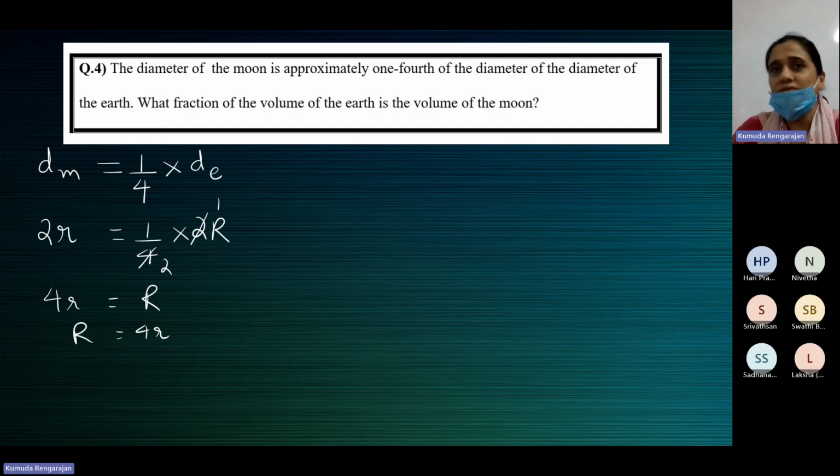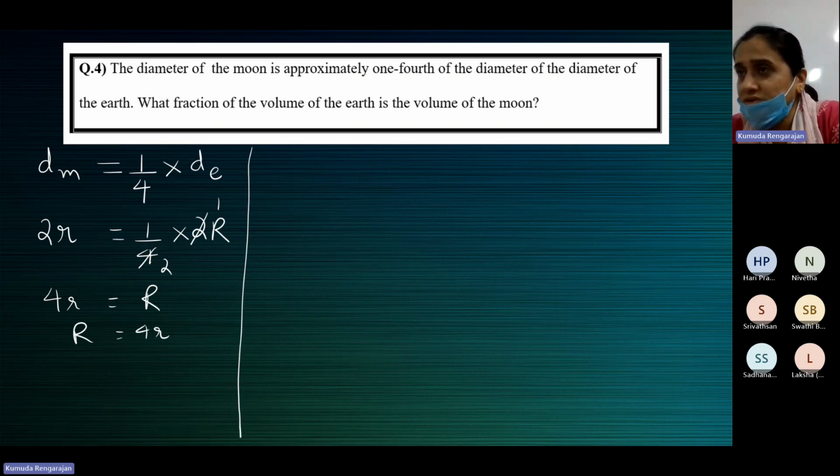Now let's answer. We've got the relation between the radius of the Earth and the radius of the moon. And that's what we want because both are spheres, and to substitute in the formula, we need the value of r. Now we will wonder, we don't have the numerical value, but we have the relation at least. You will see how it is helpful in finding the answer.